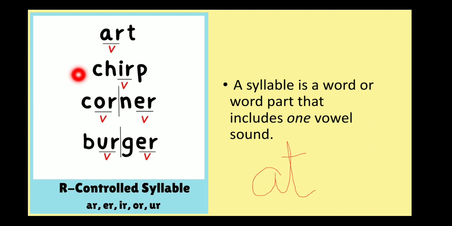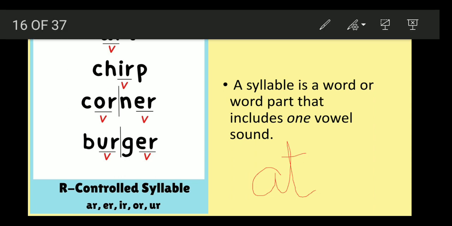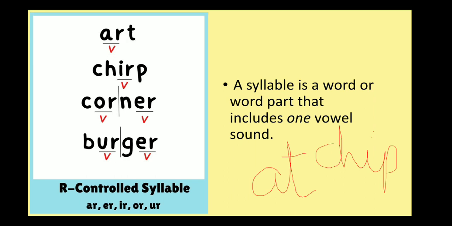Similarly, this word without the R would be chip. And when we have the R, we'll pronounce it as chirp. Corner. This word has 2 syllables because it has 2 vowel sounds. Corner. Burger. Burger. Such words are called R-controlled.